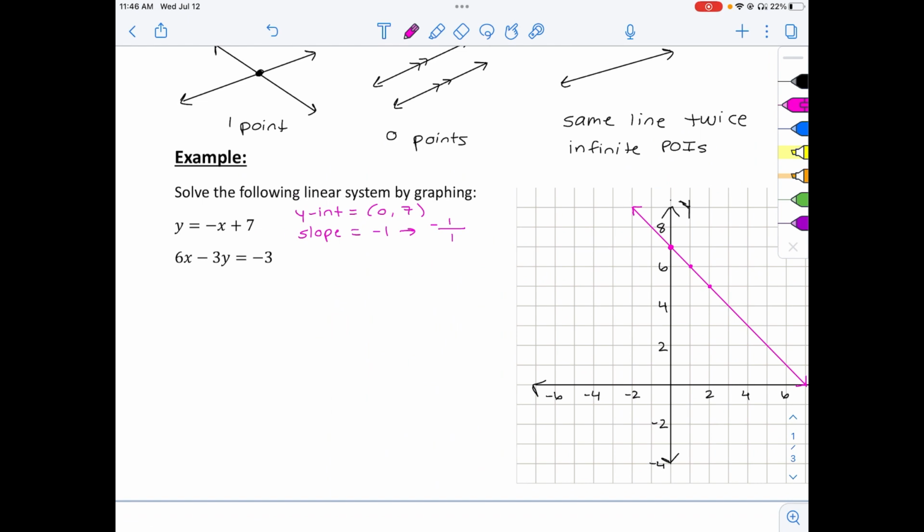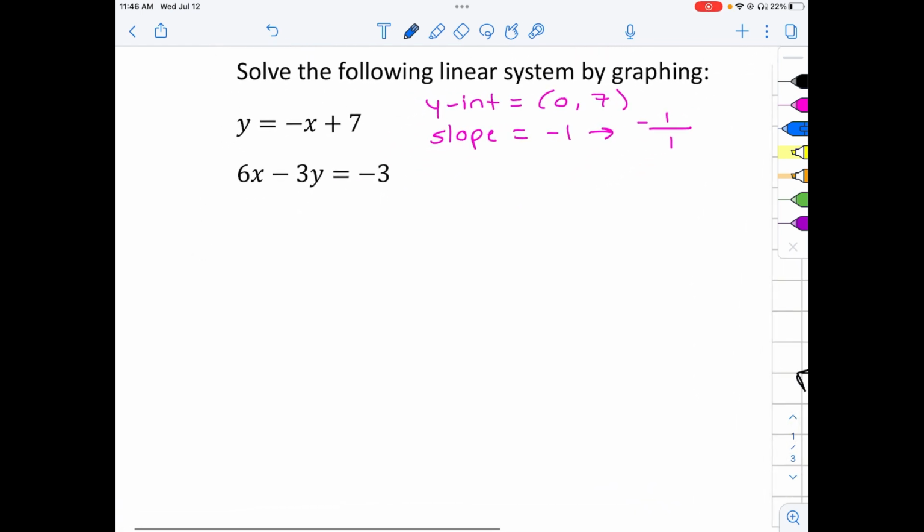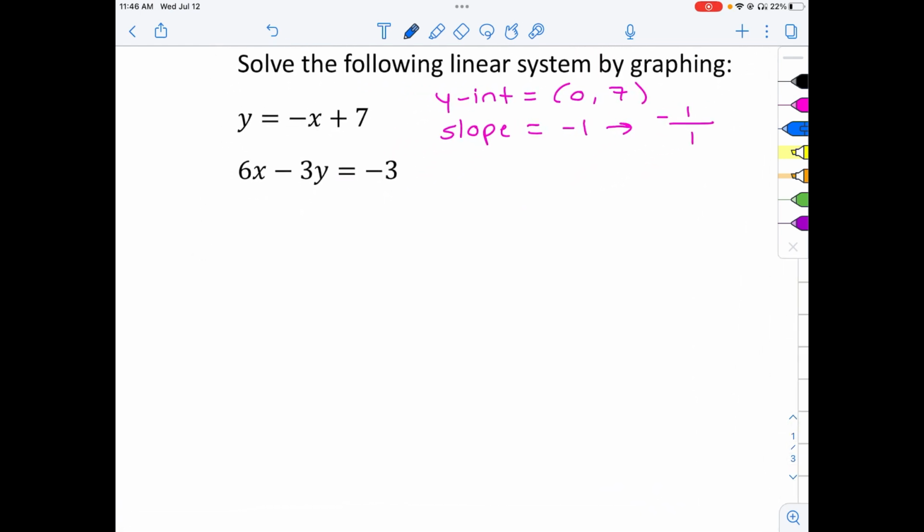The second line, we need to rearrange it. It is in standard form, so we need to do some isolating to put it into slope-intercept form so we can graph. Okay, so the first thing we're going to do, we want to bring this x term to the right side of the equation. So I'm going to subtract 6x here and subtract 6x on the other side.